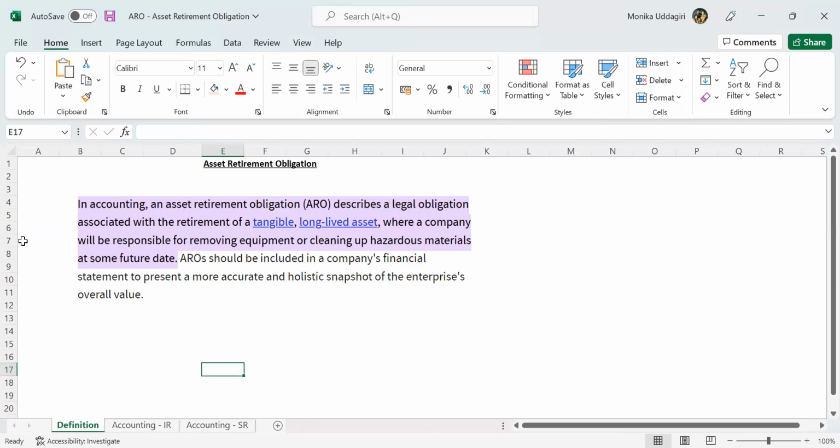Now, second point, AROs should be included in a company's financial statement. Why do we need to include the ARO? We can say that this is an expense which is going to be incurred by the company at a future date. So why should we account for it today? Why can't we just account for the amount in the year in which it is incurred?